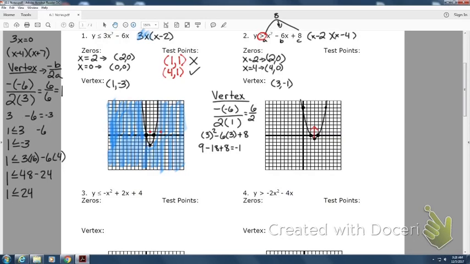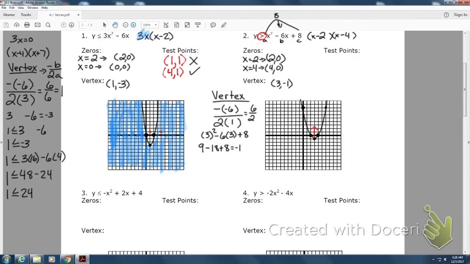It is not always inside the parabola. If this vertex was reflected, if it looked like this, then I would be shading outside the parabola. Okay, so I can't tell you that it's greater than, it's always going to be inside, or it's always going to be outside. It's whichever area the arrow is pointing to.